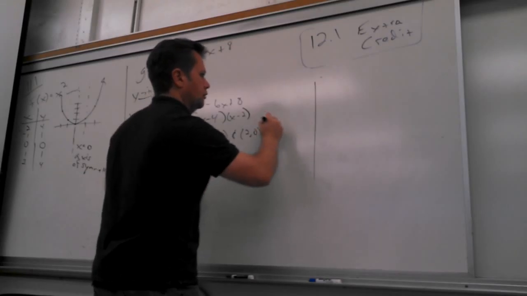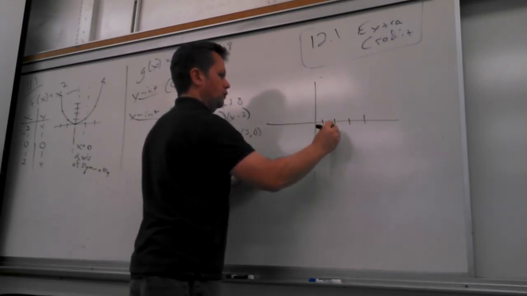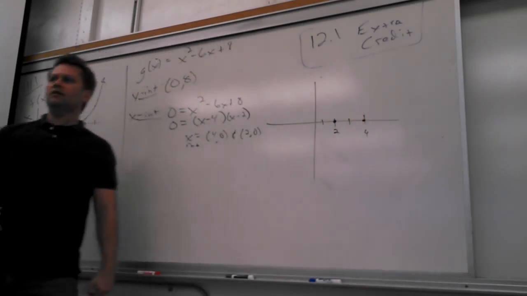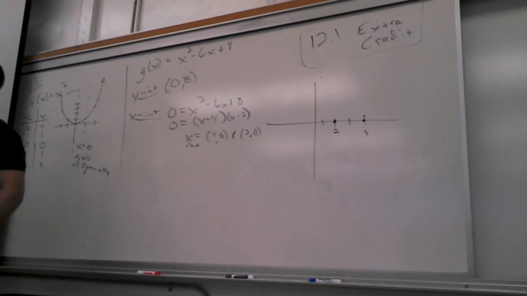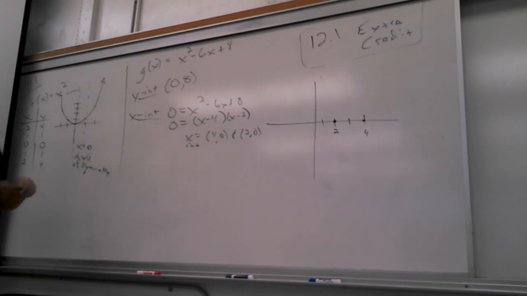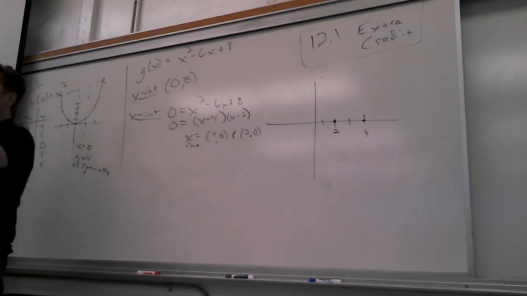So all I know right now is that the X-intercepts are at 2 and 4. Where must the vertex be? What must be the X value of the vertex? You guys can do this. Where does the vertex have to be? At 3. Why at 3? Because the vertex has to be in the middle.